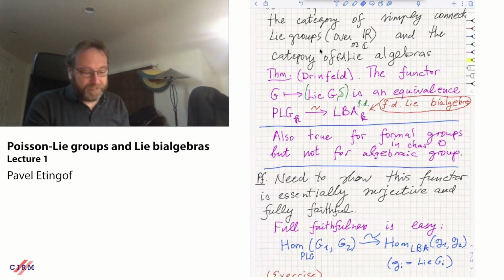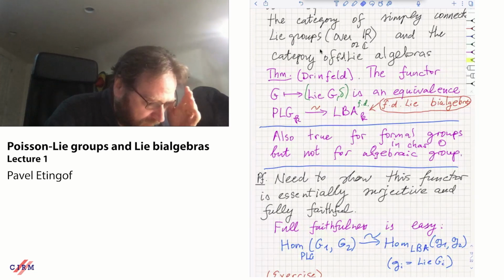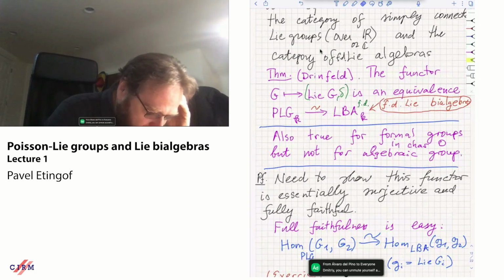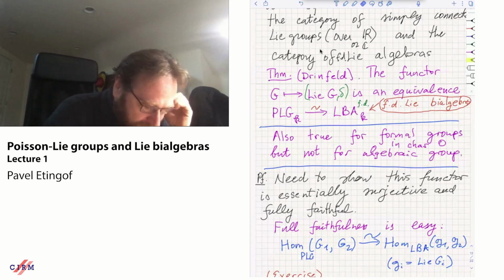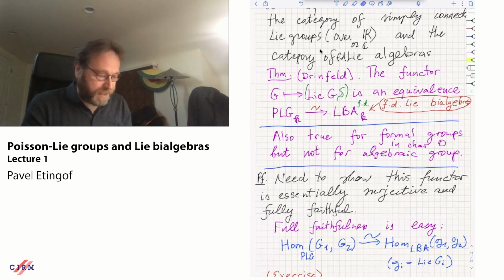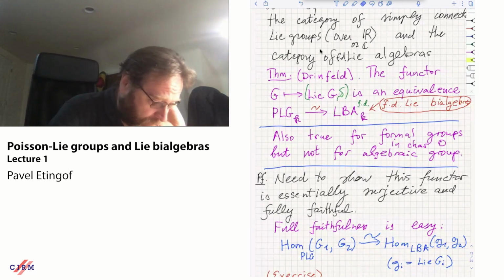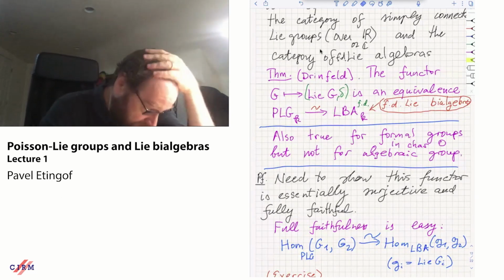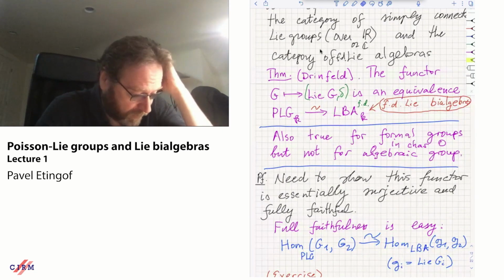Basically, there is such an isomorphism in the fundamental theorem of Lie theory, and then we check that the condition that this isomorphism preserves the Lie bialgebra structure is the same as it preserving the Poisson-Lie group structure. So that's not difficult to do. The non-trivial part of this theorem, similarly to Lie groups, is that the functor is essentially surjective, which is that every finite dimensional Lie bialgebra comes from a Poisson-Lie group.